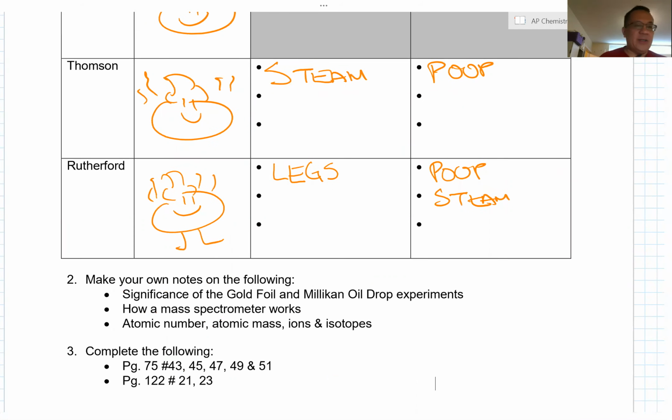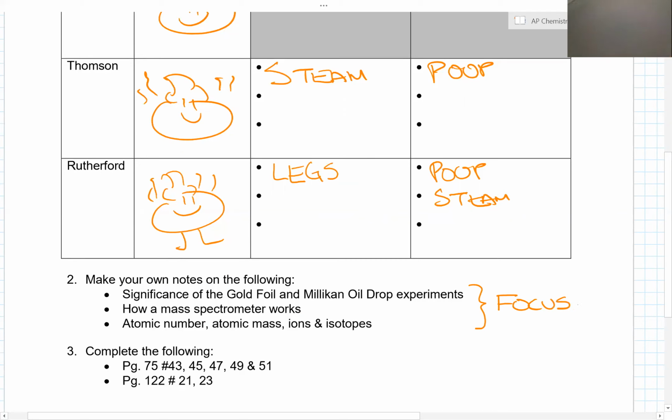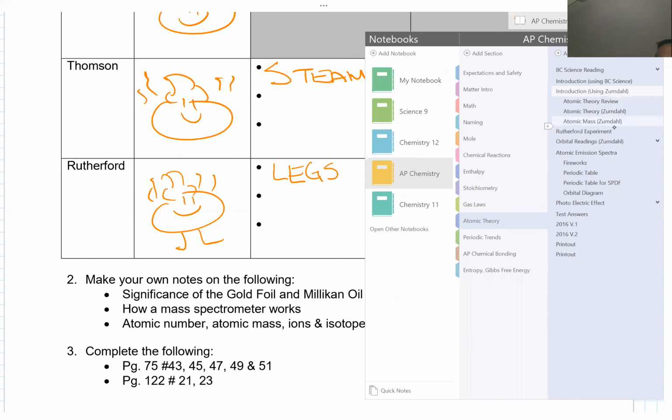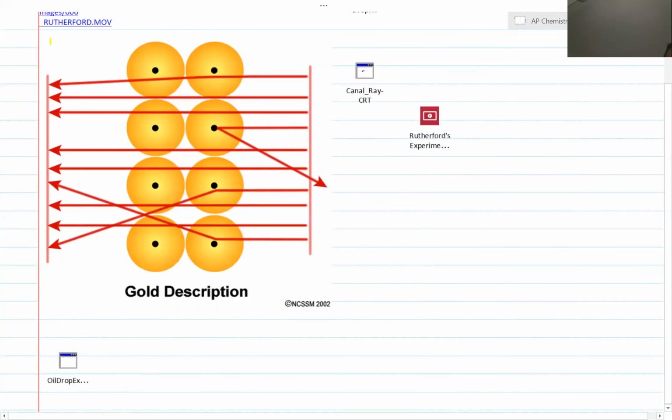Now, a couple of things I wanted to talk about was the significance of the gold foil and the Millikan oil drop experiments. So this one right here. I just wanted to focus on this for today. When you were reading about the Millikan oil drop experiment and the gold foil, you should have seen a picture that looks something like this.